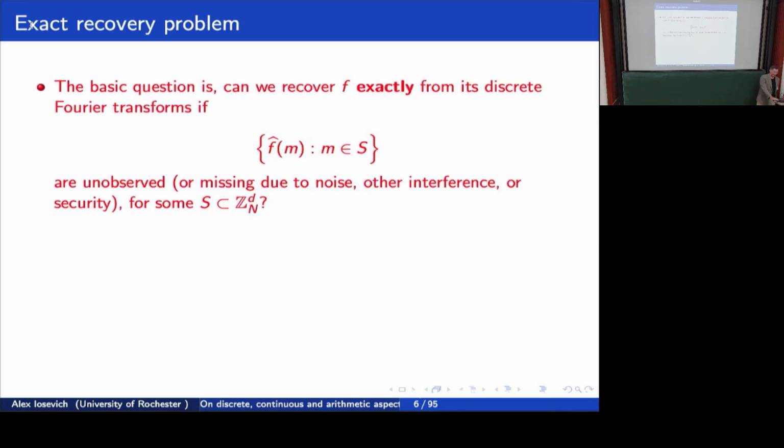So the basic question that we are asking is, can we recover f exactly if some frequencies are lost? Okay? If some frequencies are lost.